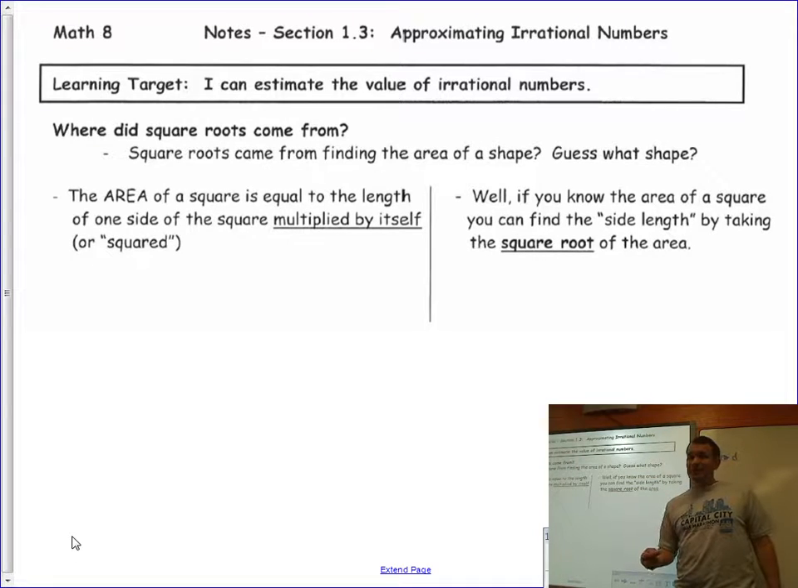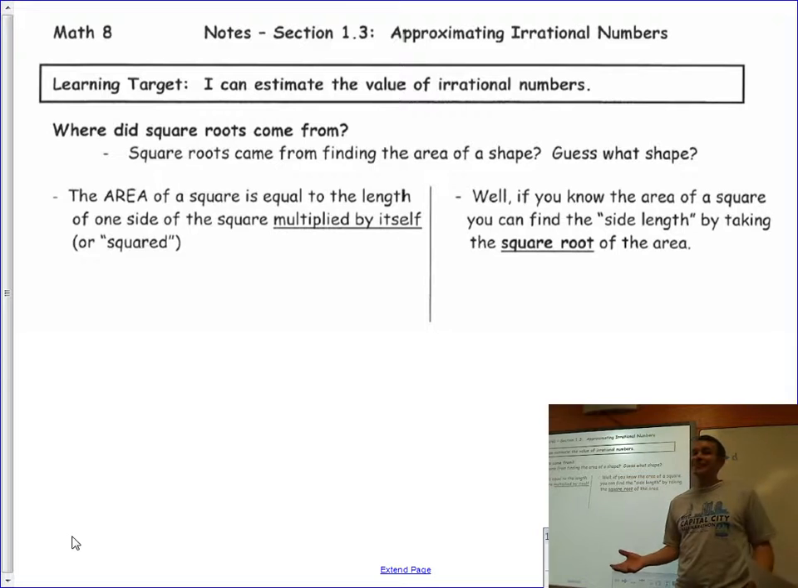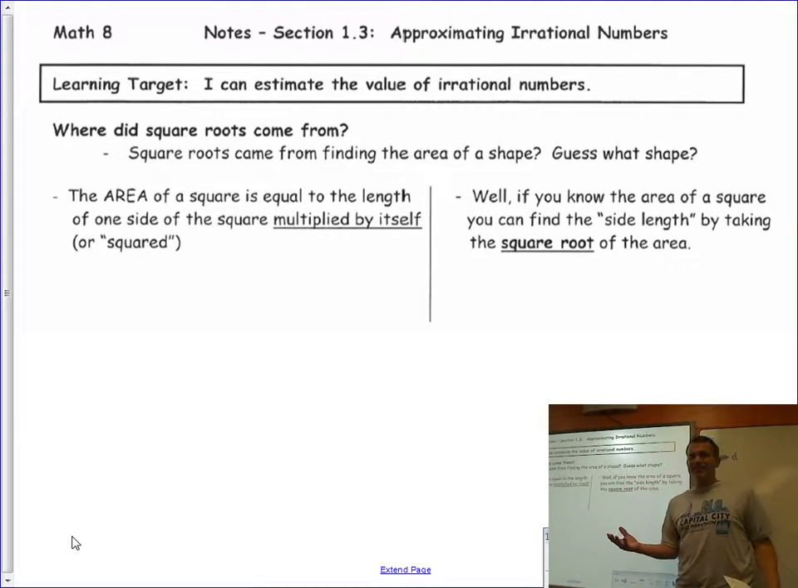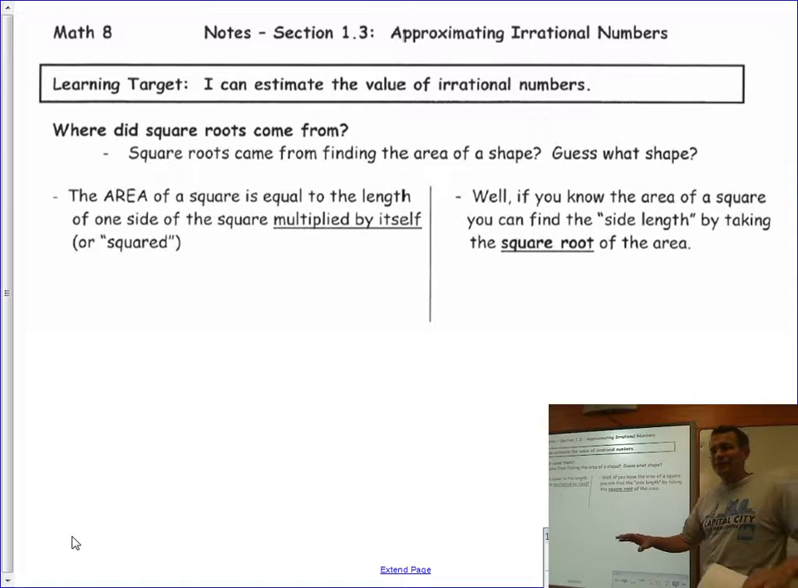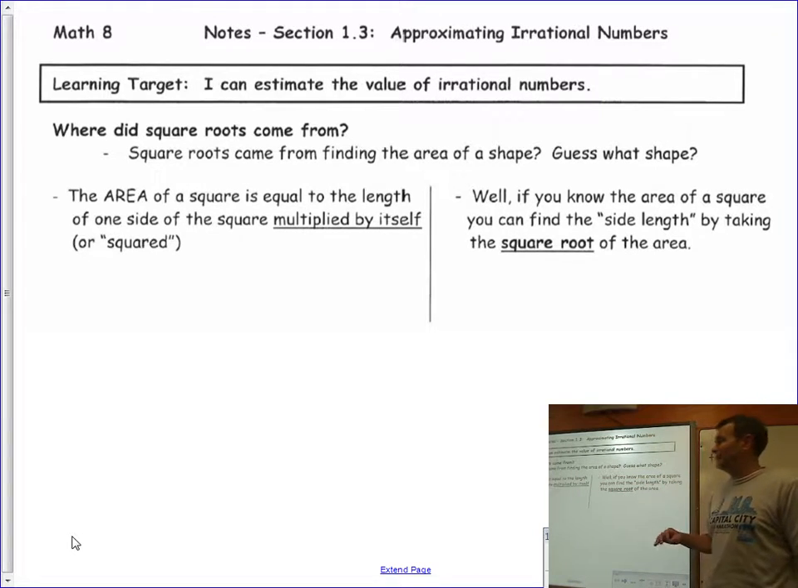The big thing we're going to look at today is how to estimate the value of a square root when it is not a perfect square. And we're going to try to do this without a calculator so that we get some number sense here. And without having to go to a calculator, we have an idea of what the answer already is. All right, to do this, we're going to do a quick review of square roots.